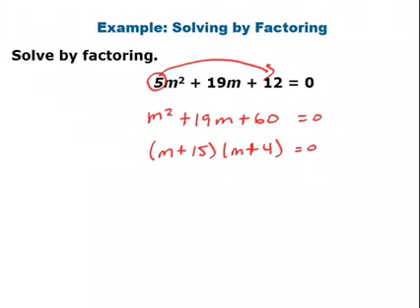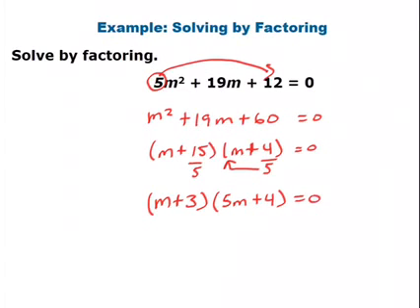In both cases, we want to try to divide by 5. And so 15 divided by 5 is 3. So I've got m plus 3. Here, the 5 doesn't divide evenly into 4, so I bring it back out in front. I've got 5m plus 4 equals 0. Now I just have to set each piece equal to 0 and solve. So m plus 3 equals 0, and 5m plus 4 equals 0. And now I just need to solve.